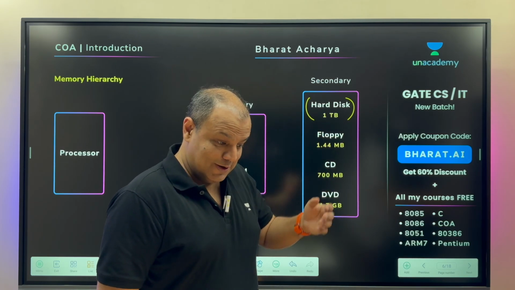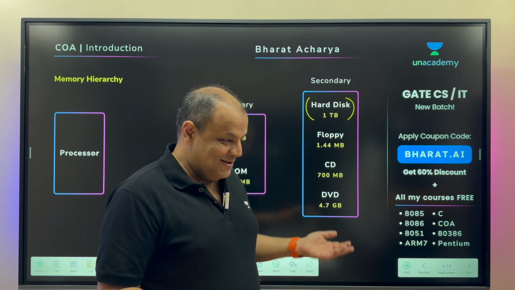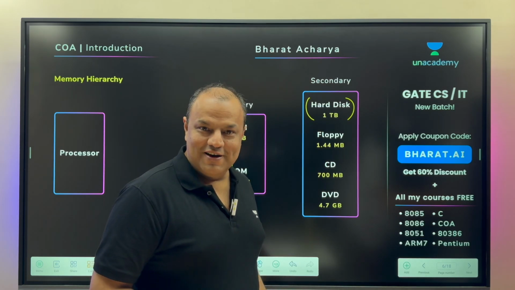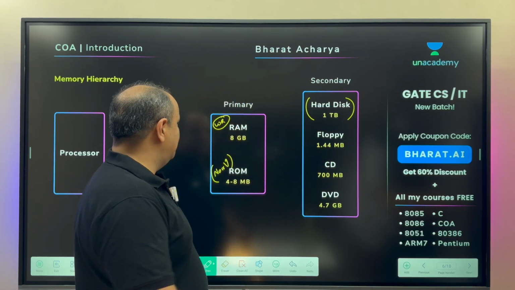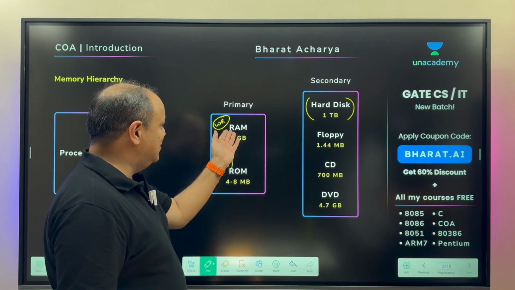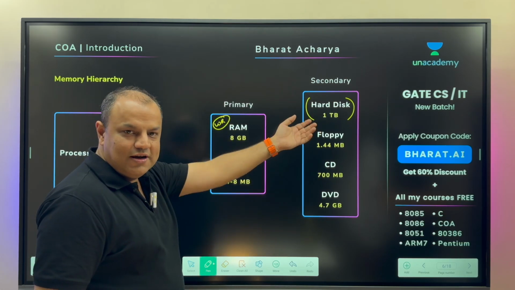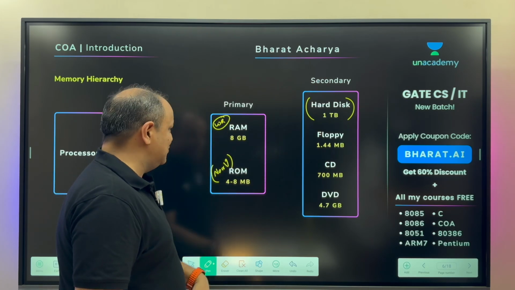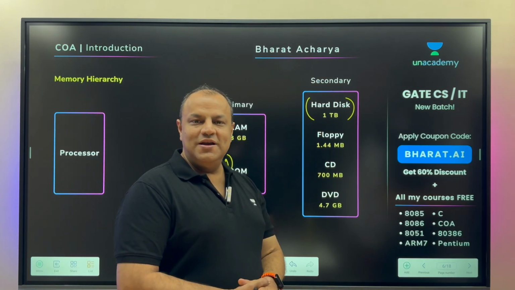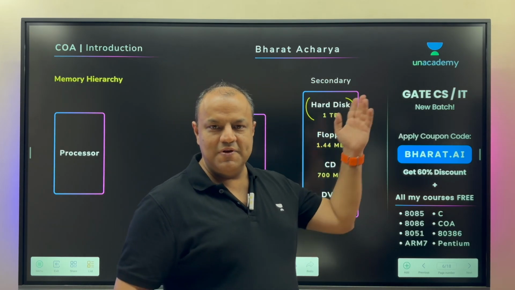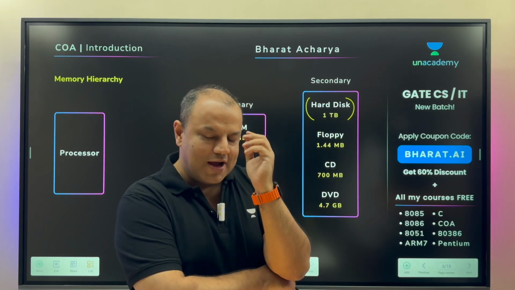It is writable. It is non-volatile. Takes the same physical space more or less. Then why can't we just replace the whole primary memory? You want RAM, you have the writing part in the hard disk. You want ROM, you have the non-volatility in the hard disk, which means everything that was there in RAM and ROM can be done by the hard disk. So let's replace primary memory and let's have only hard disk. Why can't we do that?